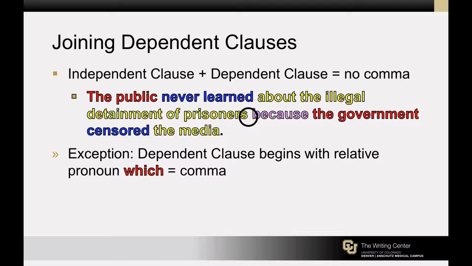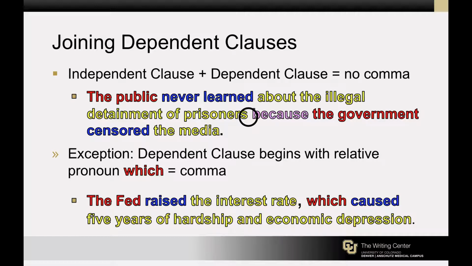But there is one exception to this rule. If the dependent clause begins with the relative pronoun which, a comma always separates the clauses. For example, the Fed raised the interest rate, comma, which caused 5 years of hardship and economic depression. For further details on punctuating relative pronouns and dependent clauses, refer to the handout Basics of Syntax Dependent Clauses linked in this module.